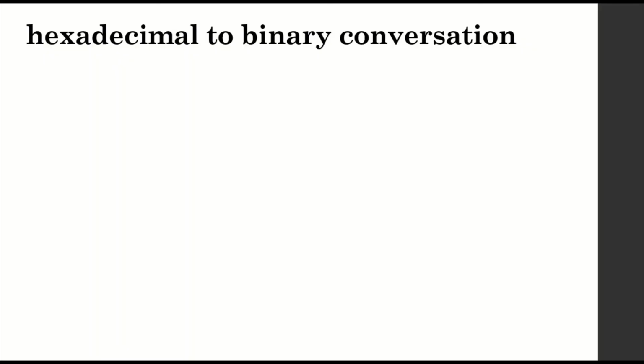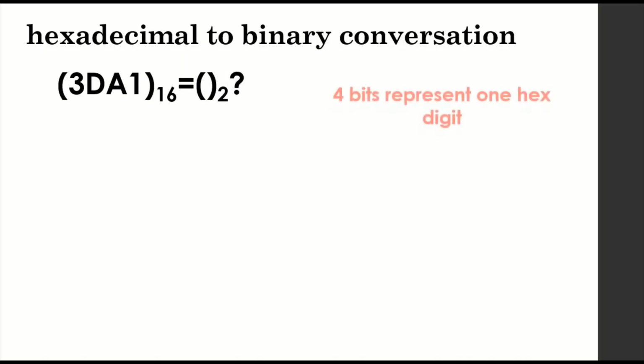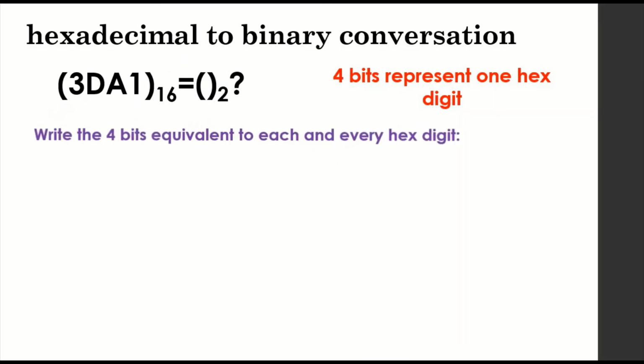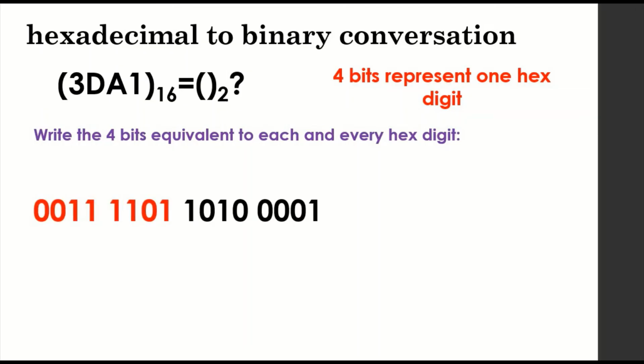So how do we convert from hexadecimal to binary? It is the reverse operation. Let's say we want to convert this given number from hexa to binary. Again, we remember that 4 bits represent 1 hex digit. So write the 4 bits equivalent to each and every hexa digit. For instance, 3 is equal to 0011, D is equal to 1101, then A is equal to 1010, and 1 is equal to 0001.